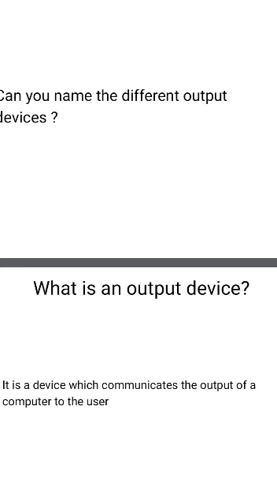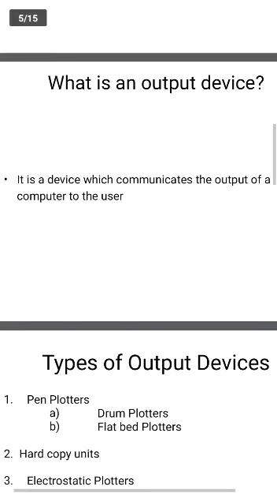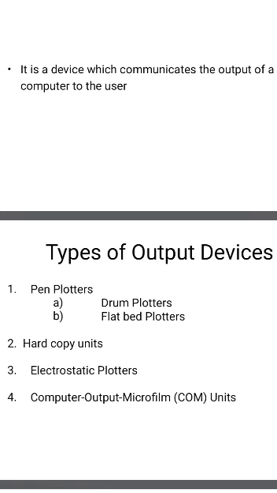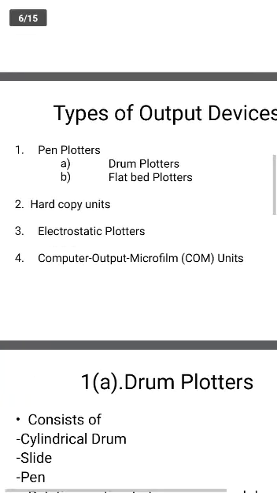These are various output devices in our computer aided design system: pen plotter, hard copy unit, electrostatic plotter, computer output microfilm. We can also say COM units. So these are different types of output devices. Now one by one we'll see. Again, pen plotter is divided into two types, drum plotter and flatbed plotter.